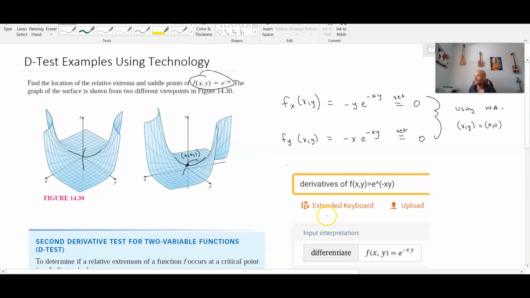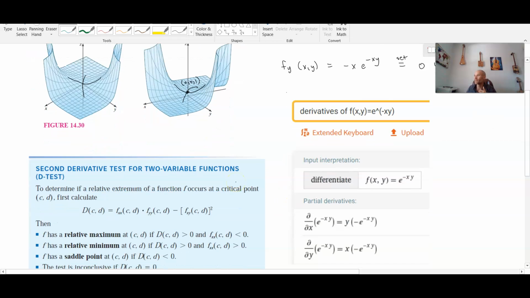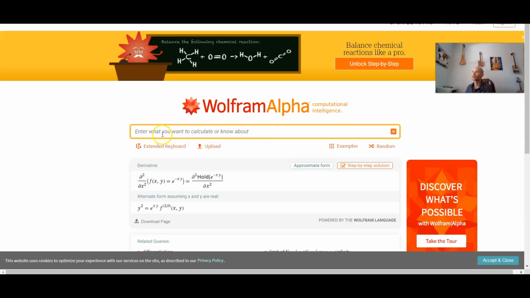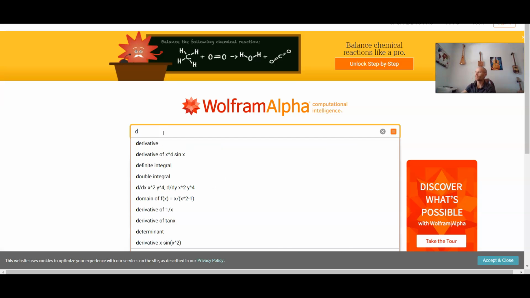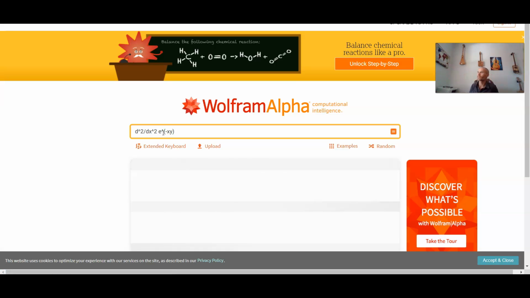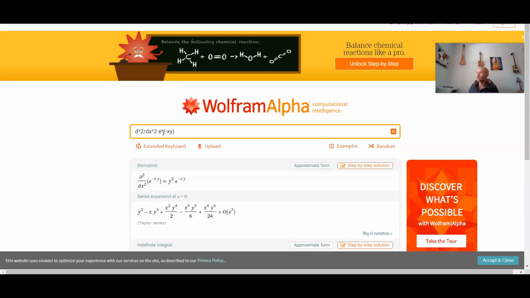Okay, so now we need to conduct the D-test, so we need not only the partial derivatives, but the second derivatives. And I'll show you how to do that using technology as well. What we're going to enter is the second derivative with respect to x, and that's how we type it. Now I'm not going to enter f of xy, I'm just going to type in e to the negative xy. For some reason, whenever you enter the function, it gives you a weird output. Okay, there's the second derivative with respect to x, and lo and behold, that's the same thing we obtained earlier.